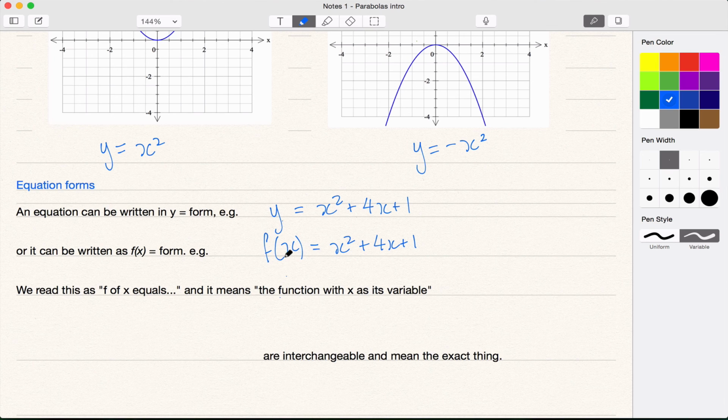And this f of x means the function, the f stands for function, with x as its variable. So it's telling you that this side of the equation will have x's in it. If you had one with a's in it, it would be f of a equals a squared plus 4a plus 1. So that's just rewriting this one with a's instead of x's.